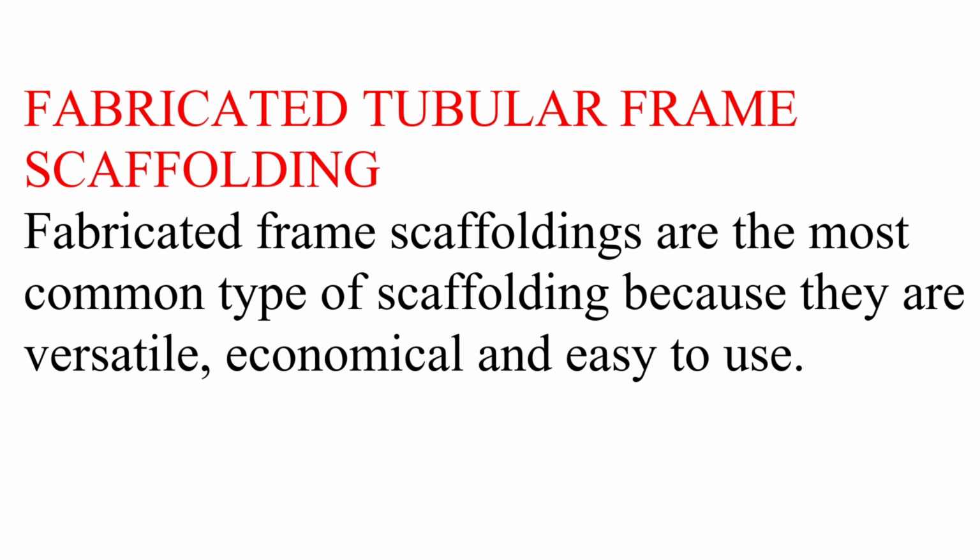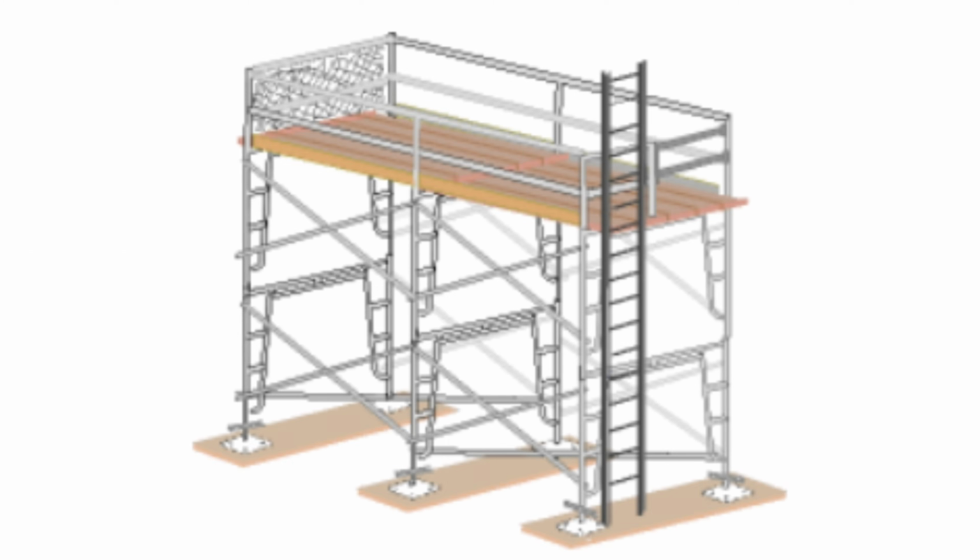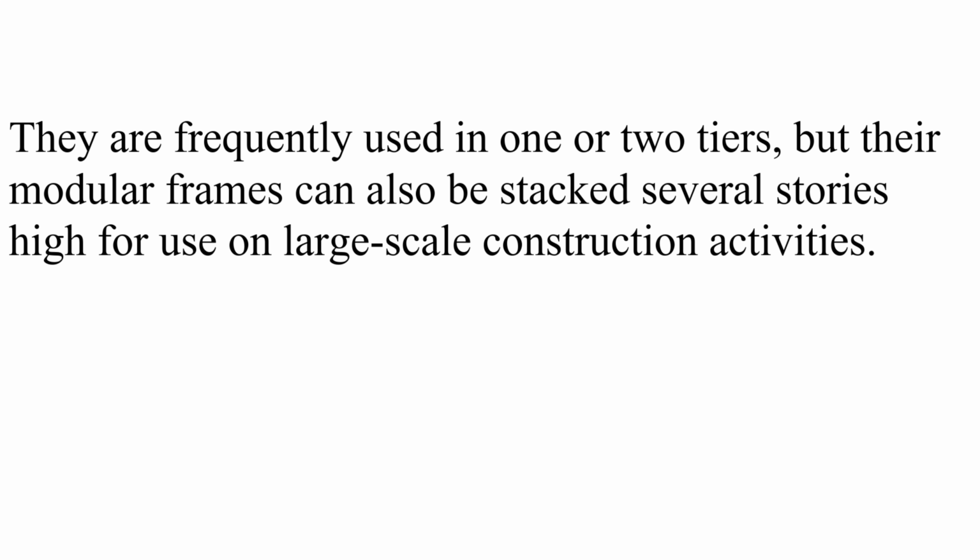Fabricated tubular frame scaffolding. Fabricated frame scaffoldings are the most common type of scaffolding because they are versatile, economical, and easy to use. They are frequently used in one or two tiers, but their modular frames can also be stacked several stories high for use on large-scale construction activities.